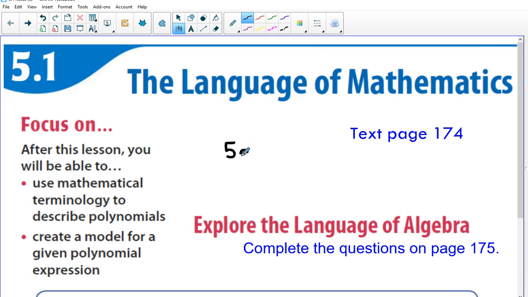So if I have an expression like 5a plus 3b minus 2c plus 9, in here we have variables. The variables are the letters, so the a, the b, and the c. Hopefully this is a review for you. So the letters that we see are variables.